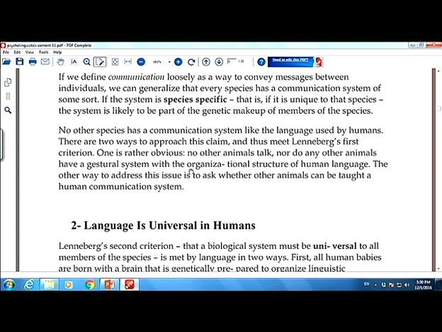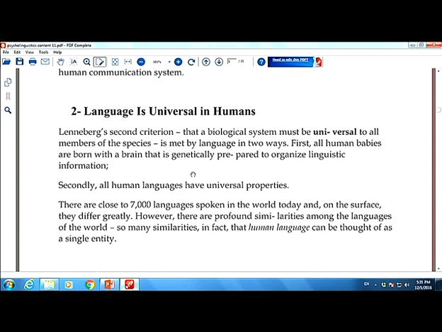Right, then argument number two. Language is universal in humans. All humans have language. All humans have language. All typically developing children have language. And that's the second argument, that language is biological. It's in the body of every member of the species, humans.